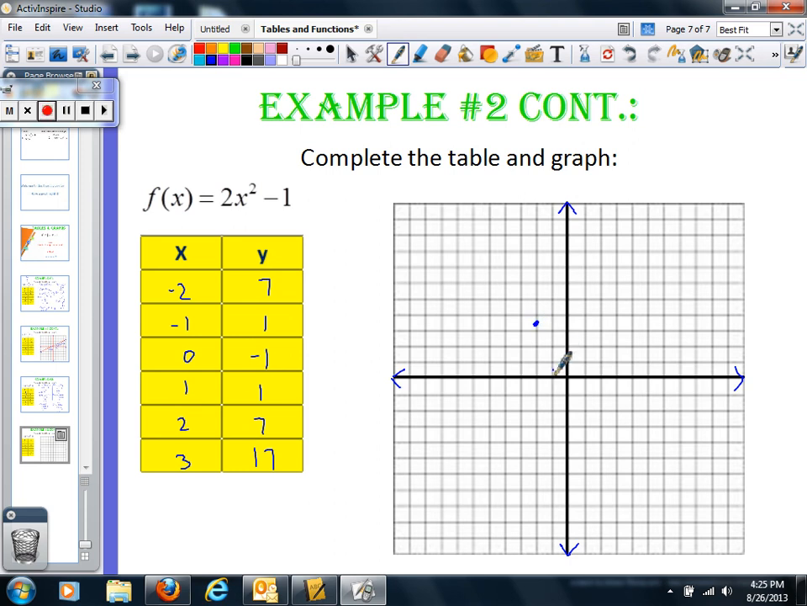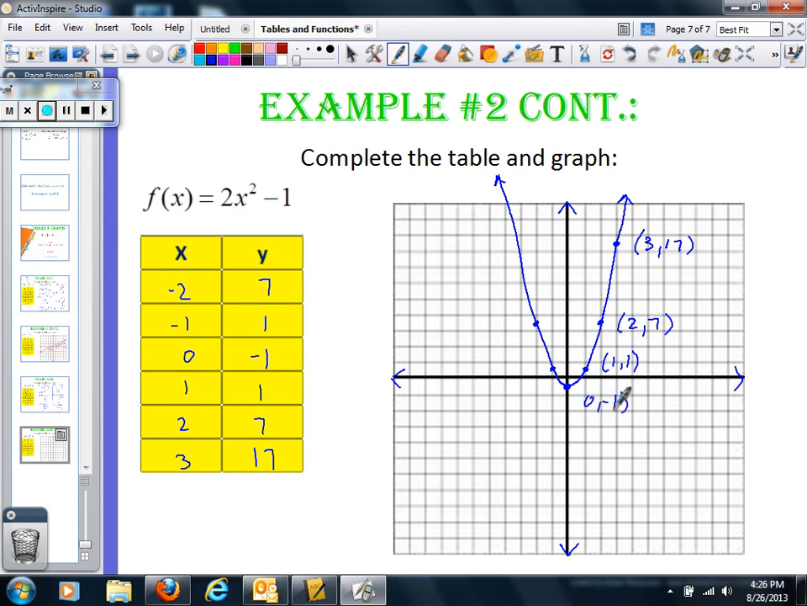You got negative 1 and 1, which is right here. 0 and negative 1. You got 1 and 1. 2 and 7. And 3 and 17. So it's 8, 10, 12, 14, 16, 17, right here. Okay? And now you should recognize that this is actually going to be a parabola. Okay? And it's going to look something like this.